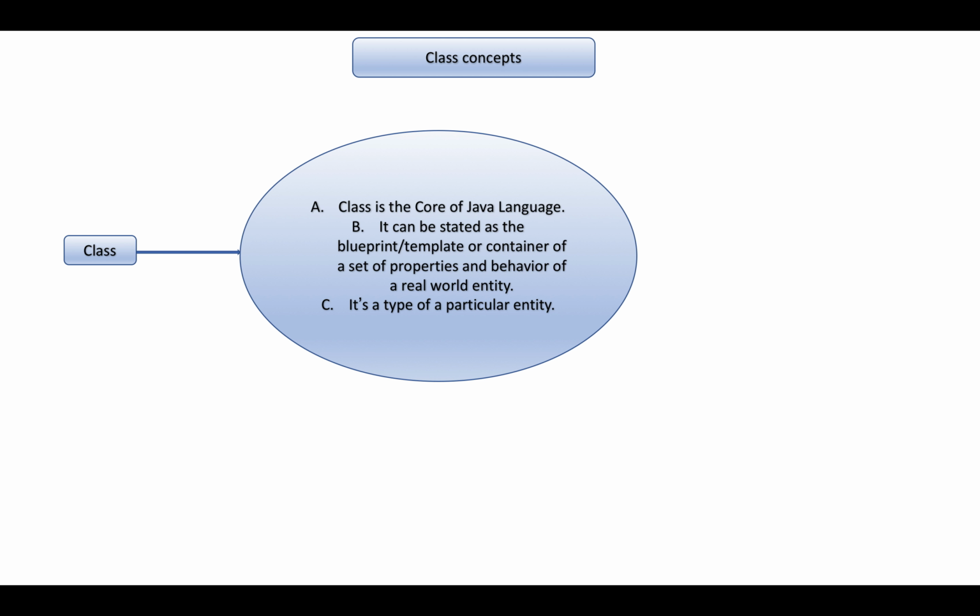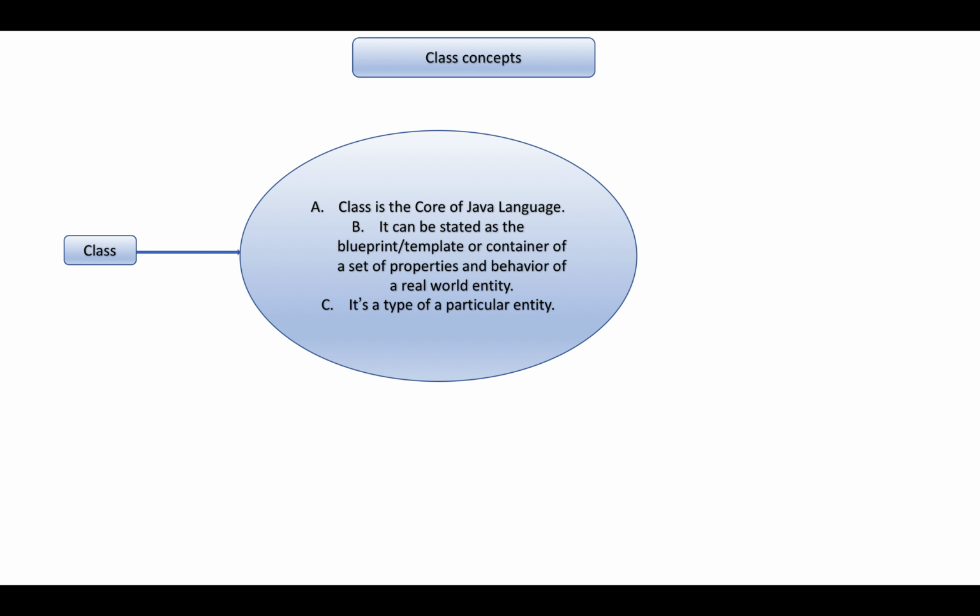Let's say you have a bottle in front of you made of plastic. So the bottle is a real world entity. It has some existence, it has some shape, it has some characteristics, right? The entity bottle is made of what? Plastic. So it's a type of plastic, correct?